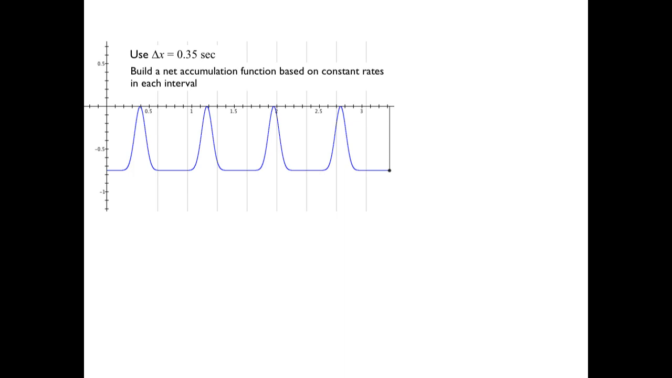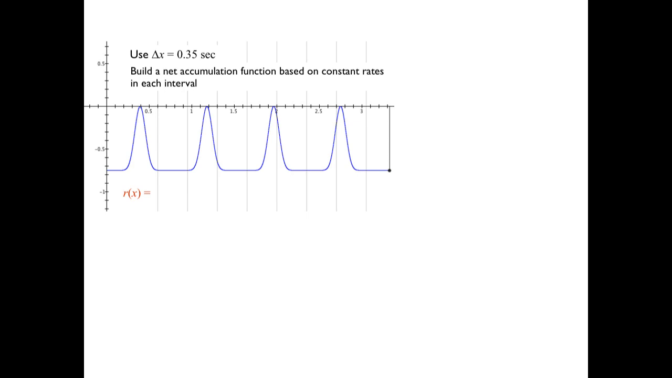And then we're going to build a net accumulation function based on, here's the key, constant rates in each of those intervals, right? Because we know we can do it for constant rates, so we want to take advantage of that. Okay? So we're going to break it up into intervals, and then we're going to force a constant rate in each interval, and then we know we can do the math to get net accumulation. All right, so that function is going to be what we call, we're going to make constant rates here. We're going to call that function R.